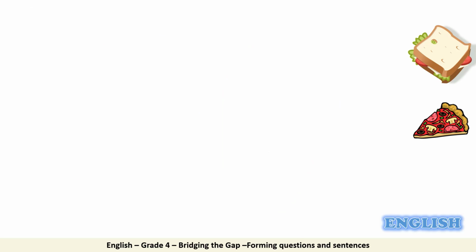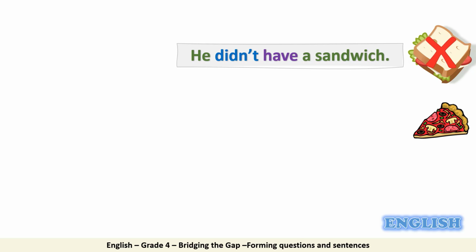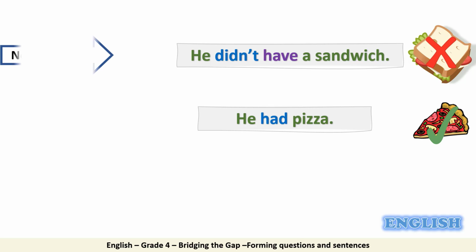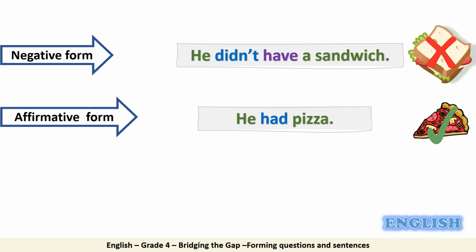Pay attention to the pictures. Let's read these sentences together. He didn't have a sandwich. He had pizza. The first sentence is written in the negative form and the second sentence is written in the affirmative form. Pay attention to didn't have. Didn't have is the past negative form of the verb had.